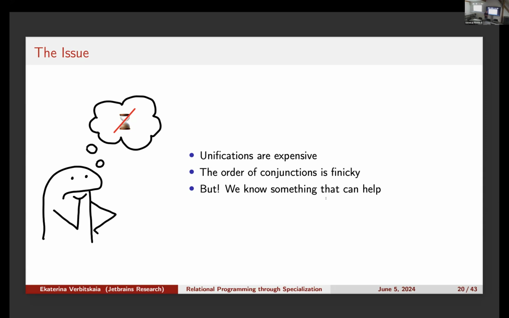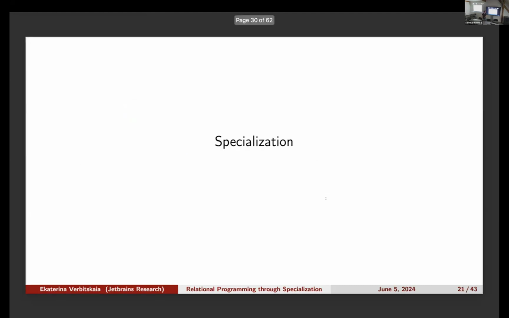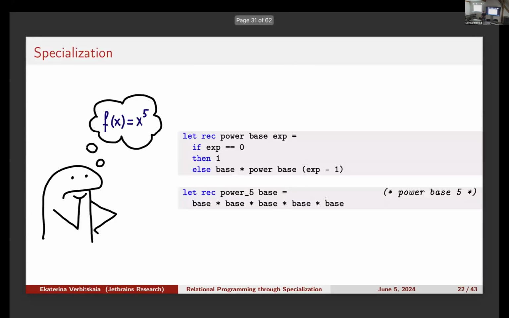But we know something that can help us. And that something is the direction in which we are supposed to run our program. When we know something about the arguments, we can improve the program for those arguments. We can specialize it to make a special program that works better. So this is where specialization comes into play. Just in case somebody doesn't know about this, the idea of specialization is: if we know that a program is going to be always executed with some specific argument, we can translate the program into a different one, which is hopefully efficient.